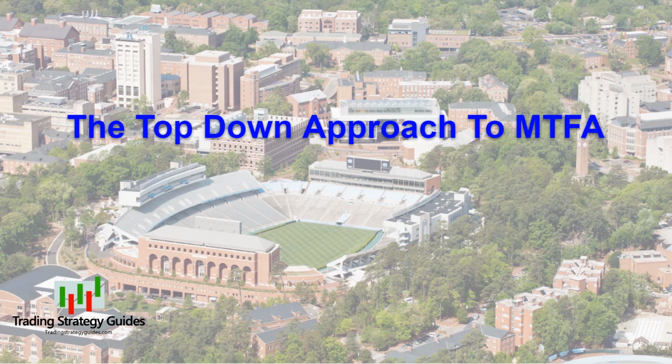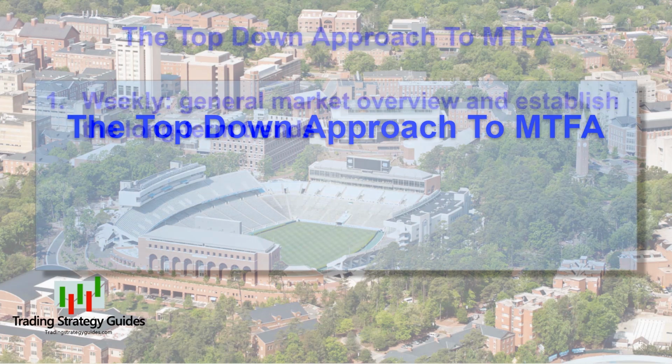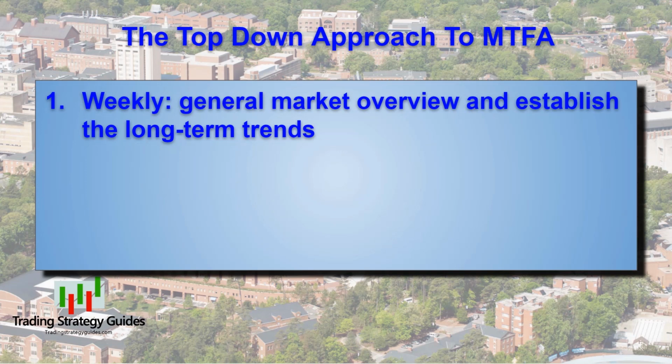Here are the steps to the top-down approach to multiple time frame analysis. Step 1. Start from the weekly time frame to get a general market overview and establish the long-term trends. We'll start out on the weekly time frame just to get a general overview of the market, where it is, and whether there are some important support and resistance levels ahead, as well as other things that we need to be aware of. We try to establish the general supply and demand balance and who is really in control of the market.